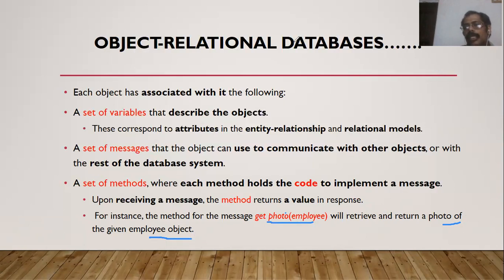So each object has associated with it the following three things. First, a set of variables that describe objects, similar to attributes in ER or relational. Second, a set of messages used to communicate with other objects or with the rest of the database system. And third, a set of methods. Each method holds the code to implement a message.